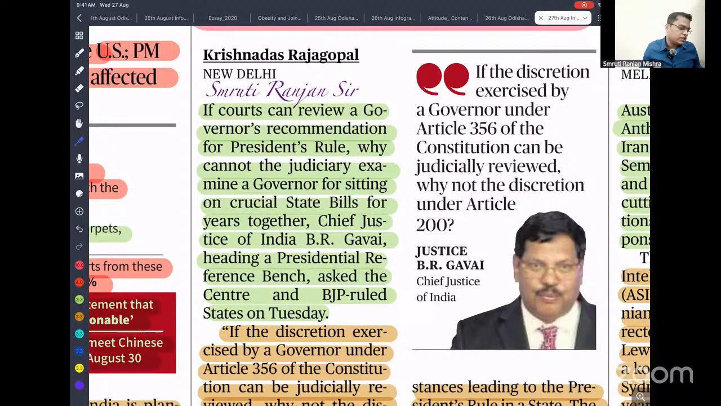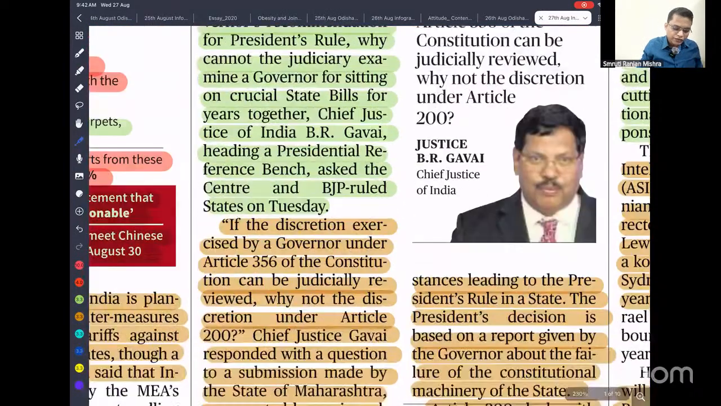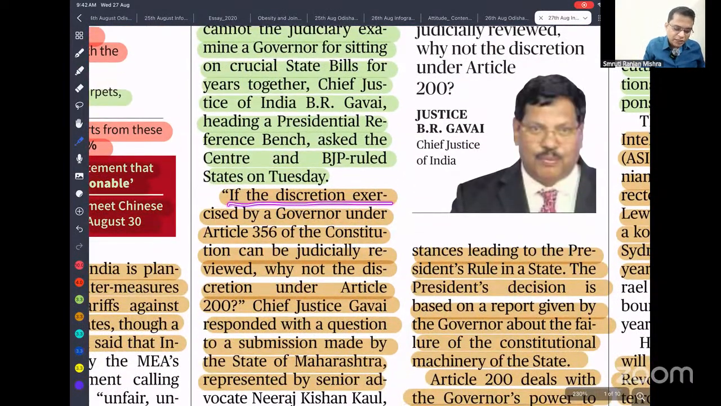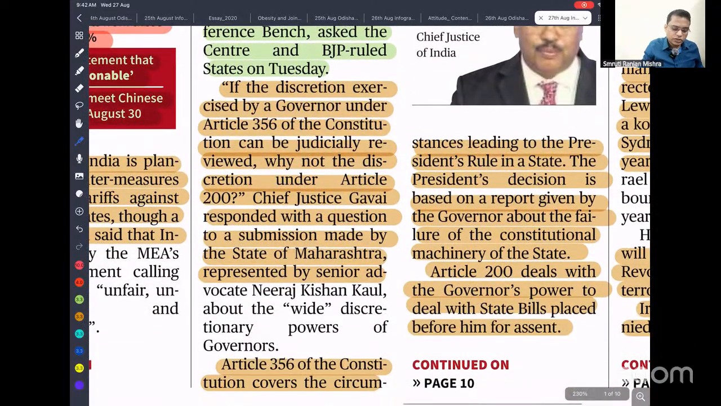So that is what led to this case, and the Supreme Court says that if it can intervene in the case of president's rule recommended by the governor to the president, why can't it also review a governor sitting over a bill for a year without passing it? If the discretion exercised by the governor under Article 356, which provides for state emergency, can be judicially reviewed, why not the discretion under Article 200? Article 200 is the assenting power of the governor and cannot be reviewed. That is what was asked by the Chief Justice of India.